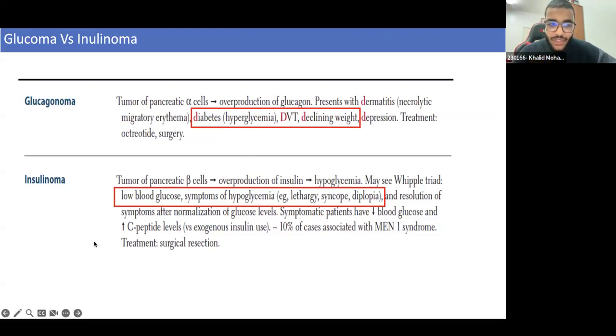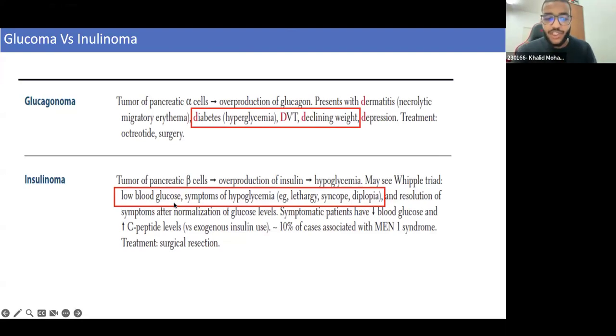Okay. As for insulinoma, you'll have low blood glucose, obviously, because that's a function of insulin, and the symptoms of hypoglycemia, which are lethargy, syncope, and diplopia. Those are classic symptoms of hypoglycemia. Okay. And the C-peptide levels, that's how you can confirm the test. C-peptide levels are going to be extremely high.